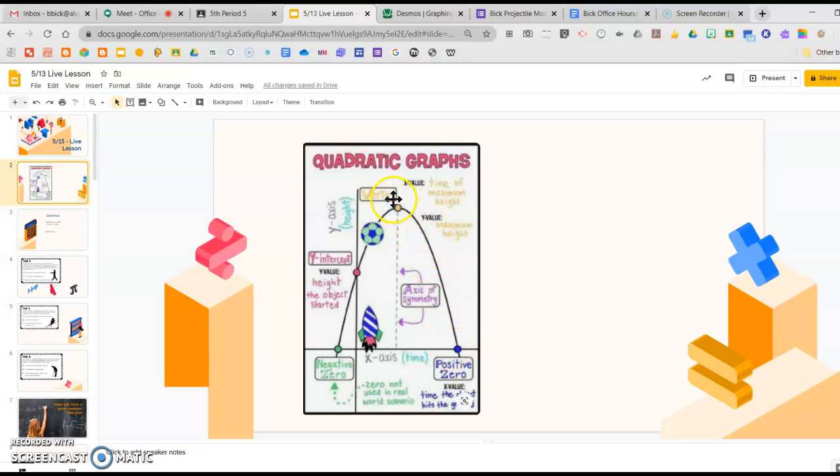So its highest value is at its vertex, which in this case is a maximum value. The time is the x value, and the height of the ball at its highest location is the y value. When the ball hits the ground is the next 0 or x-intercept, and it's usually always the positive 0.